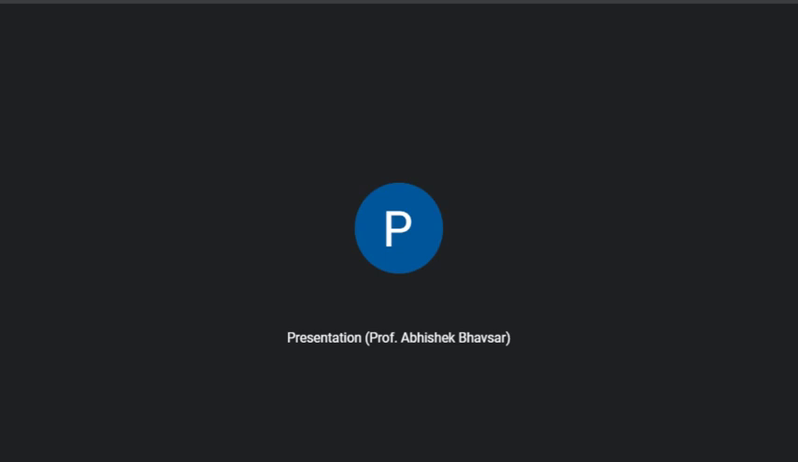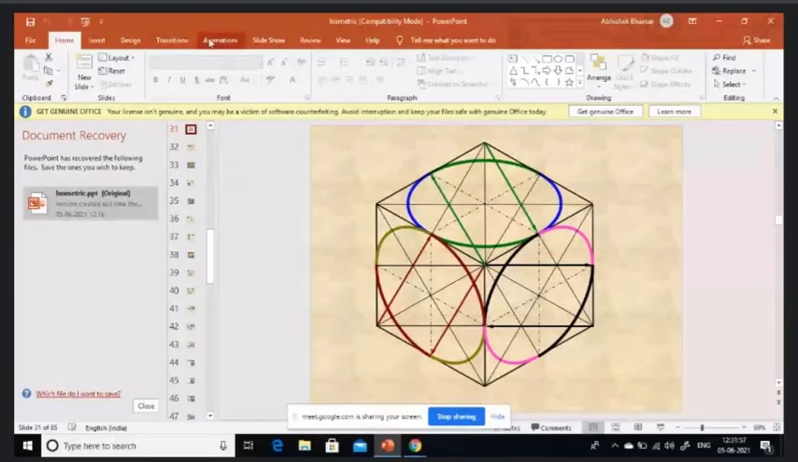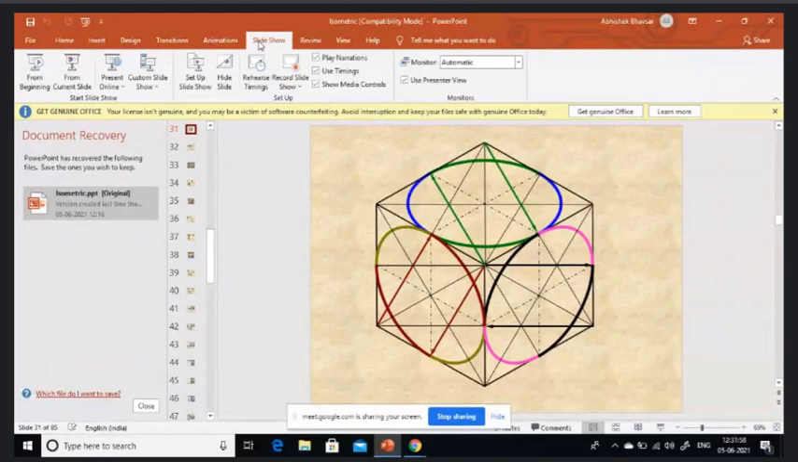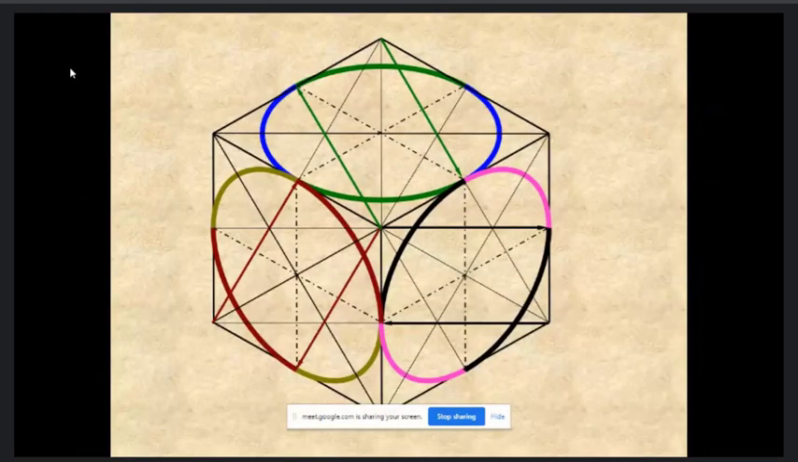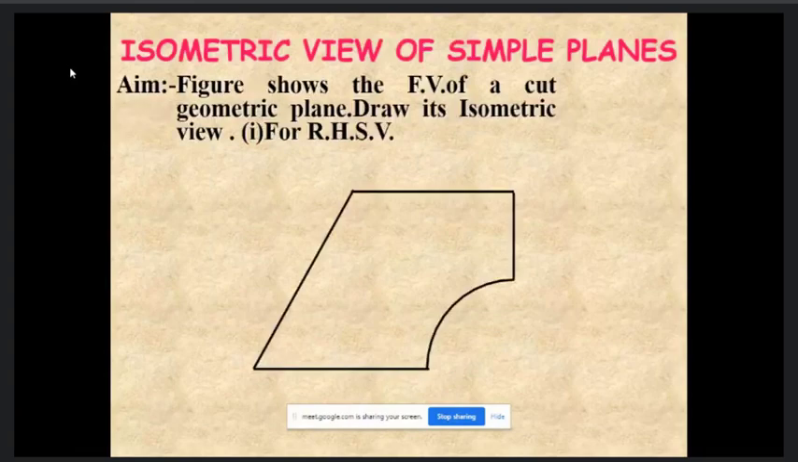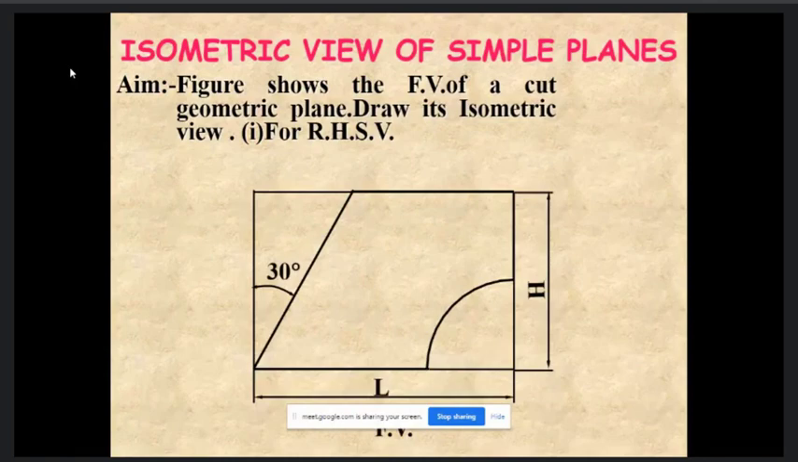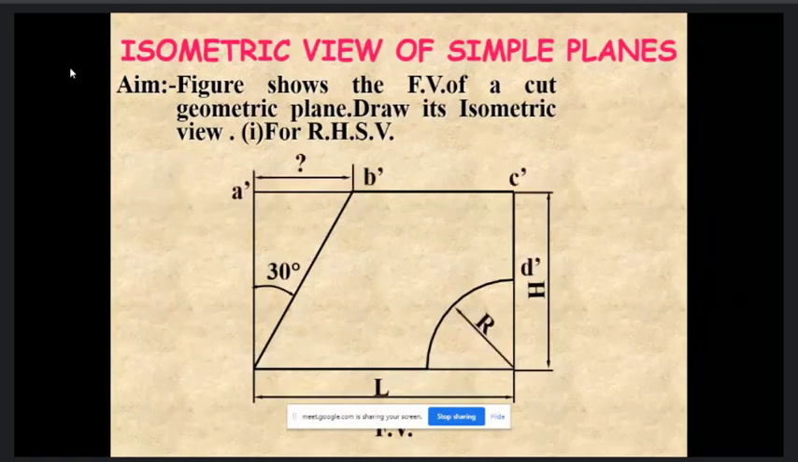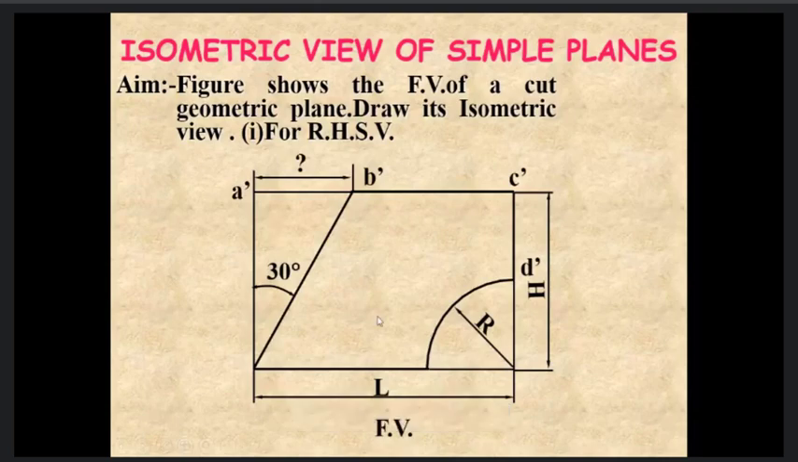We have seen up to this in the last lecture. Now see, if you are given such type of figure, a few dimensions are given to you, and if you want to create the isometric of such type of figure, for that you are given the side view as well.